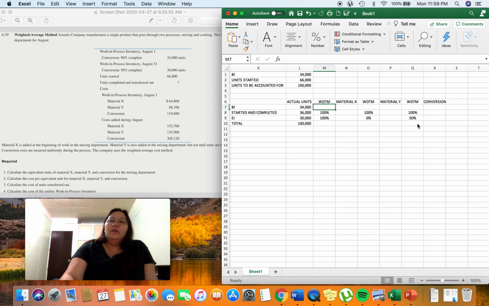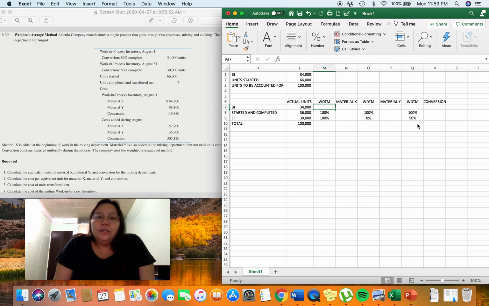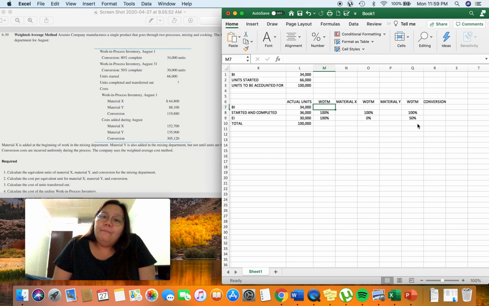natin. Now, ito yung hindi natin ginawa kanina sa weighted average. We haven't analyzed or we haven't determined the work done this month for the beginning inventory units. Kasi nga, sinama mo siya dun sa completed na nilagay mo agad 100%. In FIFO, you cannot do that. Diba? Kasi in FIFO, we are very specific, we are very particular with the beginning inventory units. Okay? So, sige, let us analyze this.